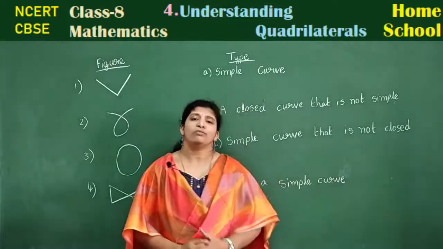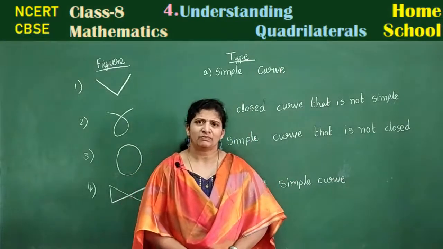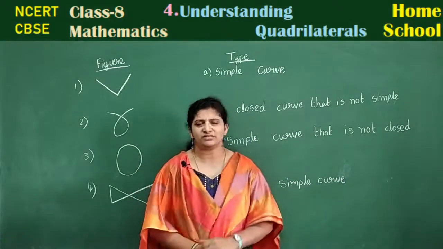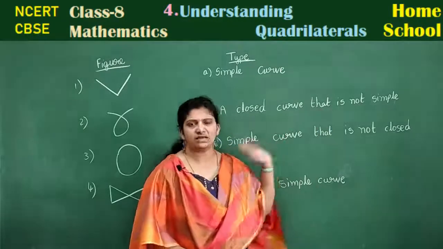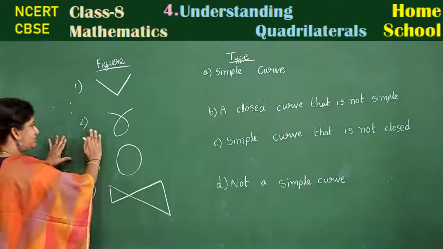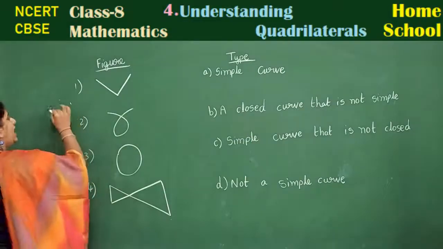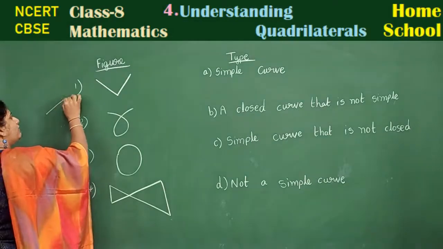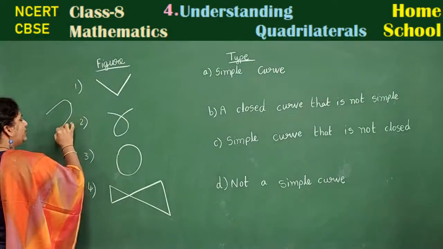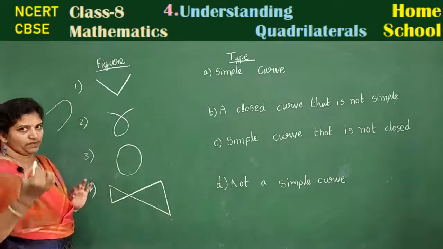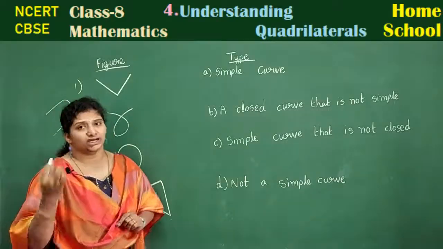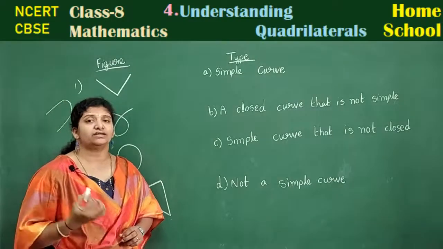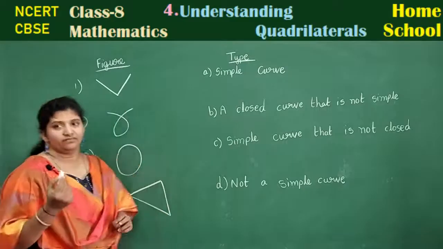So, children, you might have some idea. Suppose a paper is a plain surface. On this plain surface, when I try to join a number of points without lifting my chalk piece, then we get a plain curve. It is a plain curve.